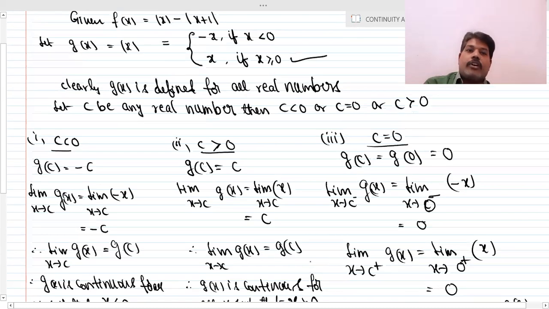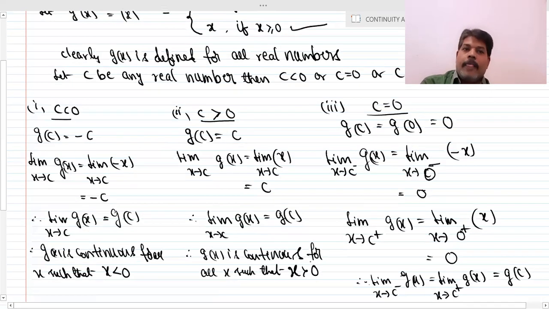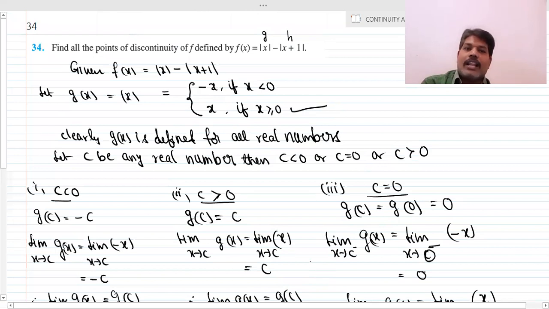So this is the form, we have already proved this one. g of x is equal to mod x. How to prove that g of x is a continuous function? So c less than 0, c greater than 0, and c equal to 0, where c is any real number. So this is g of x, and another function is there.